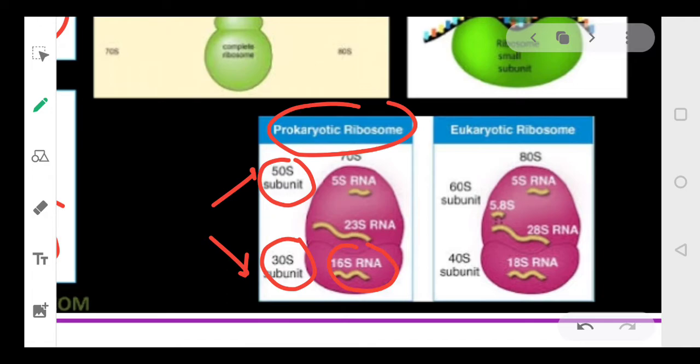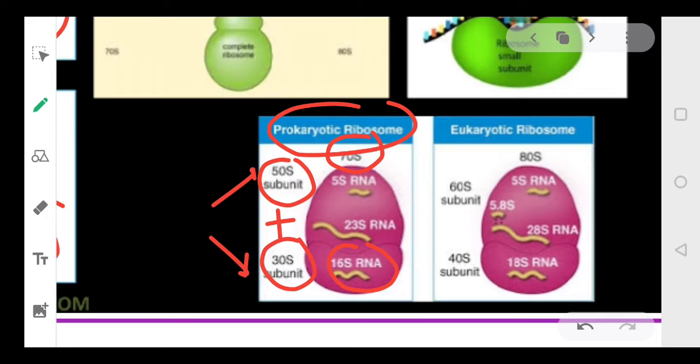Your 30S subunit is made up of 16S RNA, whereas your 50S subunit is made up of two kinds of RNA. One is 5S RNA and second is 23S RNA. And in totality, the 30S subunit combines with the 50S unit and they form a 70S functional ribosome. So both combine to make 70S functional ribosomes in prokaryotic cells.